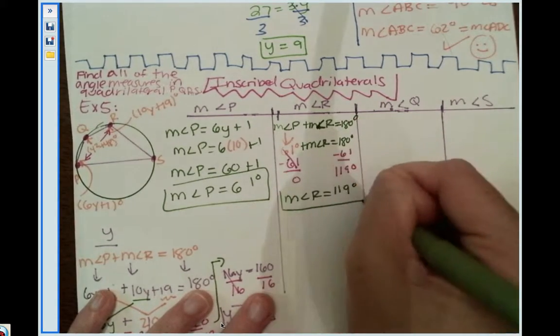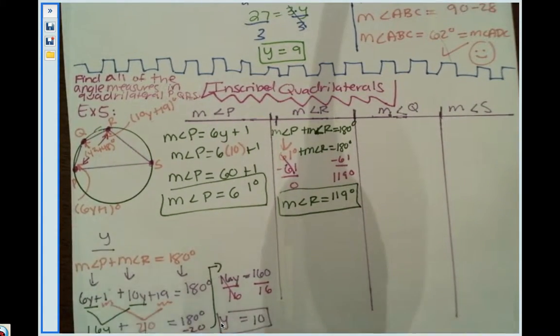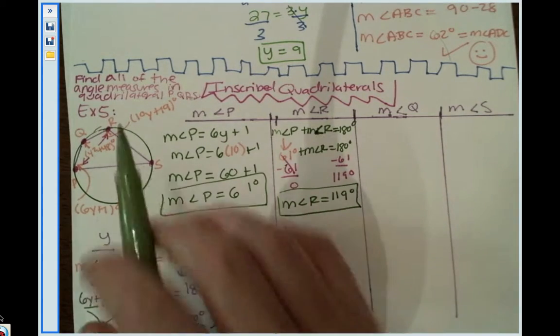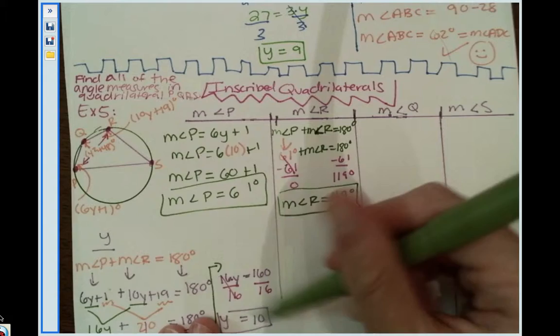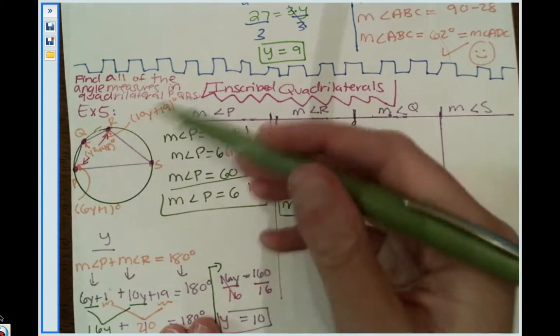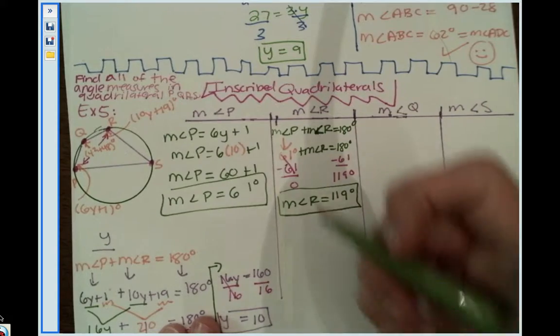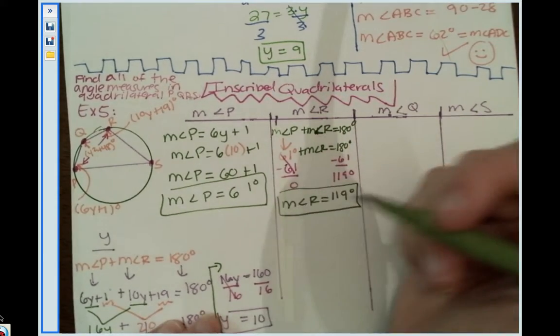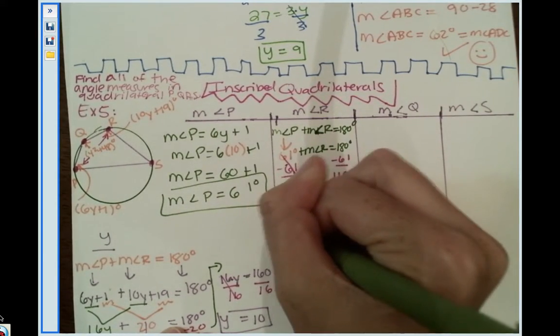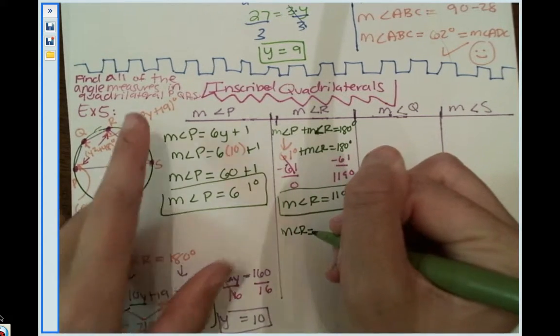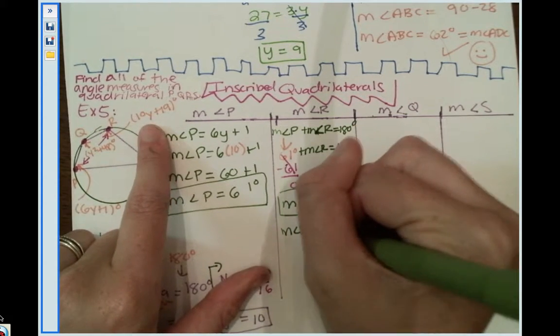So technically, I could be done with that one. But it's always helpful as a mathematician to check your work. Since R has a y in it, we might as well substitute in y to see if we end up with 119. So I'm going to do a double check. It's always good to double check your work. Really, it's good to quadruple check, but we don't have time for that tonight, so we're only going to double check. So the measure of angle R equals 10y plus 19.